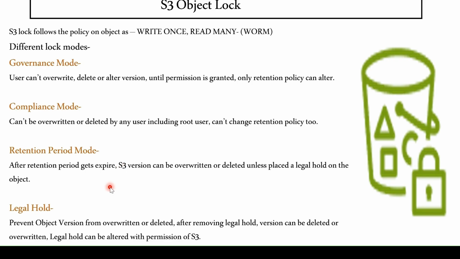Retention period mode talks about the retention period, so we can apply some retention period. Until that period we cannot overwrite or delete any of the versions, but once the retention period expires, we can alter the versions unless any legal hold is placed on that version. What is legal hold? Legal hold prevents object versions from being overwritten or deleted. So if we place a legal hold, that particular object cannot be modified or deleted. Once the legal hold is released, then only the changes can be done after acquiring the permissions.